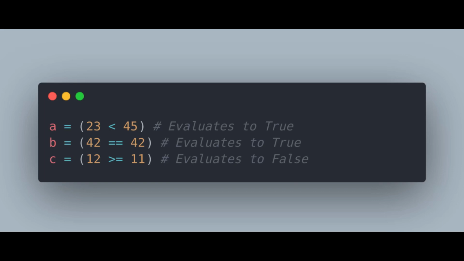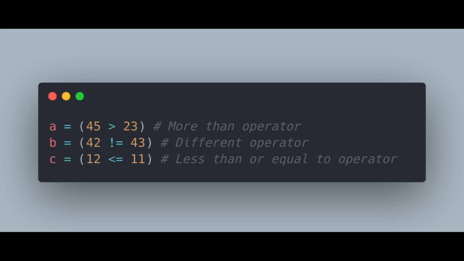In this screen, we can see the less than, the equals, and the more than or equal to operators. Notice how the equals comparison operator requires two equal signs, otherwise it becomes the assignment operator. There are also the more than, different, and less than or equal to operators.